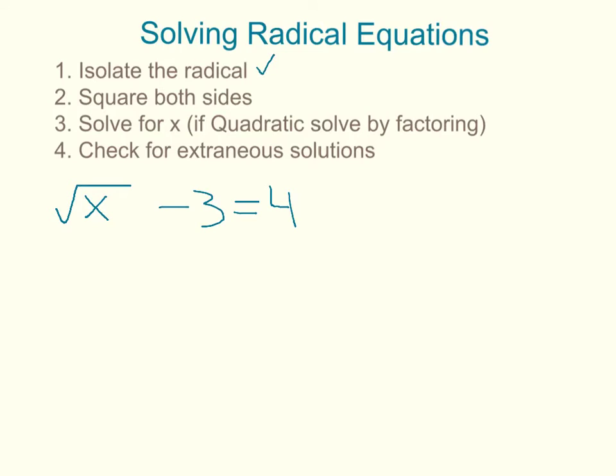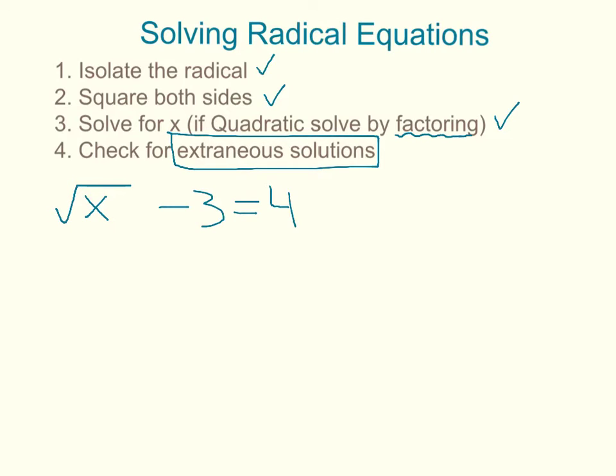And then you're going to do the inverse operation of the square root, and that is to square both sides. And then after you do that, you can just solve for x. But if you happen to get a quadratic at any point, we will solve by factoring. And then the last thing, you have to check for extraneous solutions, or what I like to call fake-out solutions.